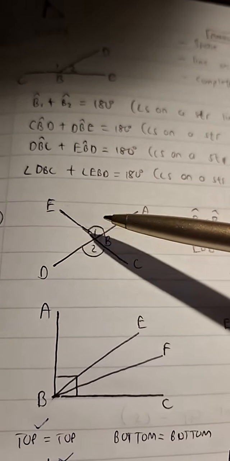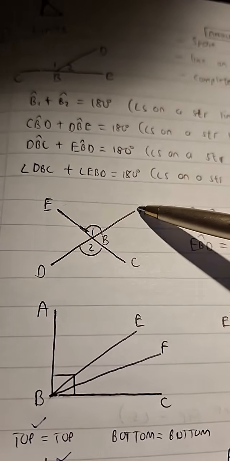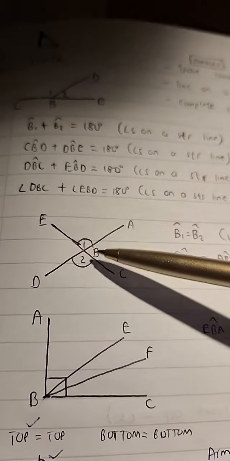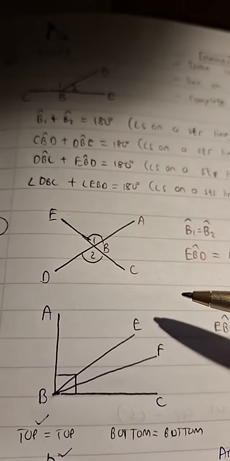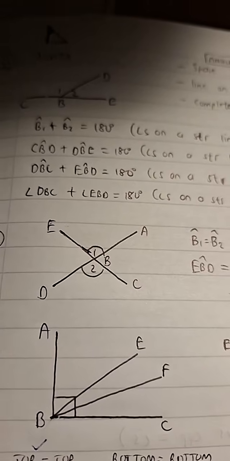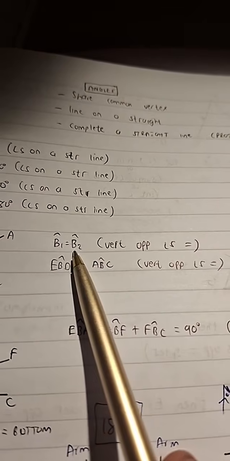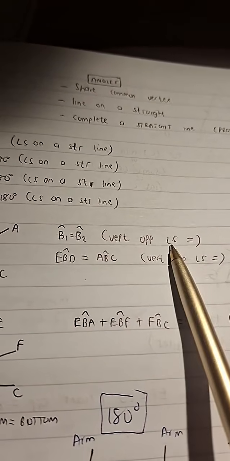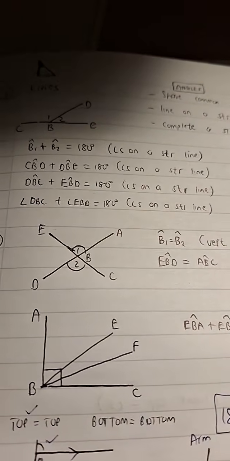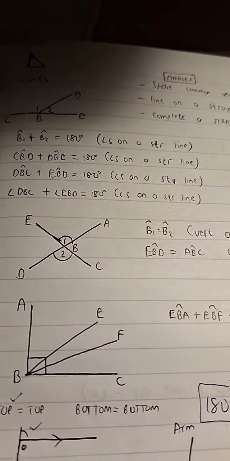Angle EBD, this angle as well, is equal to angle ABC, this angle as well. So this angle and that angle are vertically opposite angles. That angle and that angle are vertically opposite angles. And we say vertically opposite angles are what? Equal. Angle B1 is equal to angle B2. That's the reason we would use. There are no parallel lines because we are not talking about them in the context of parallel lines. We just say vert op angles.